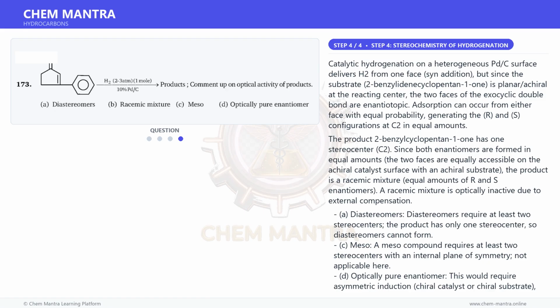A. Diastereomers. Diastereomers require at least 2 stereocenters. The product has only one stereocenter, so diastereomers cannot form. C. Meso. A meso compound requires at least 2 stereocenters with an internal plane of symmetry, not applicable here. D. Optically pure enantiomer. This would require asymmetric induction, a chiral catalyst or chiral substrate, which is absent here.